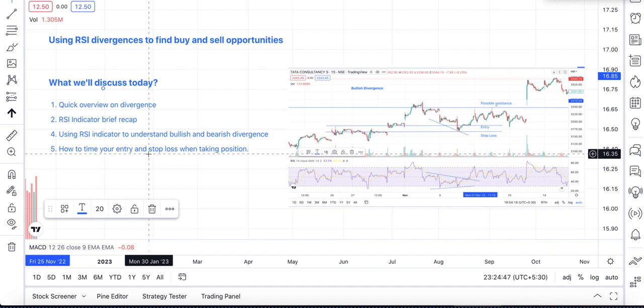We'll discuss in detail how you can use the RSI indicator to understand these bullish and bearish divergences with examples from two stocks, TCS and NALCO, which is National Aluminium Corporation. And we'll discuss how you can time your entry and set a stop loss in case the trade goes in the wrong direction to minimize your losses.